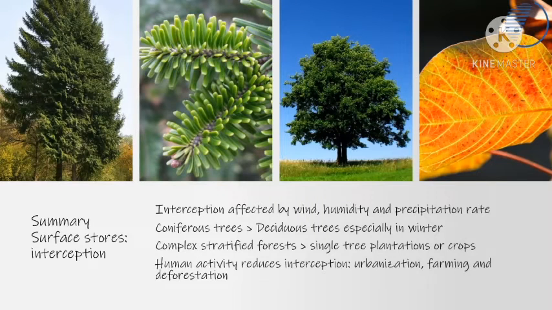In summary, interception is affected by wind, humidity and precipitation. Coniferous trees like this one, evergreen trees, are better at intercepting rainfall than deciduous trees. Complex stratified forests like the tropical rainforests are much better at intercepting rain than soya plantations or palm oil plantations. And human activity reduces interception. Urbanisation, farming and deforestation will all have this effect.